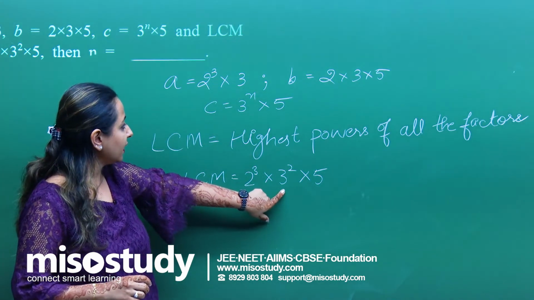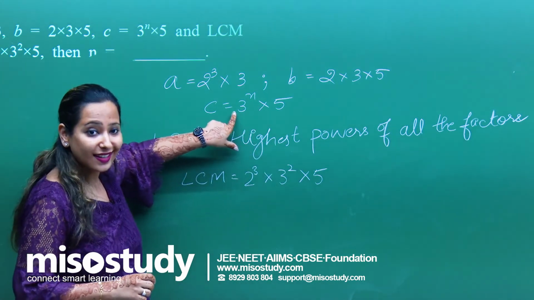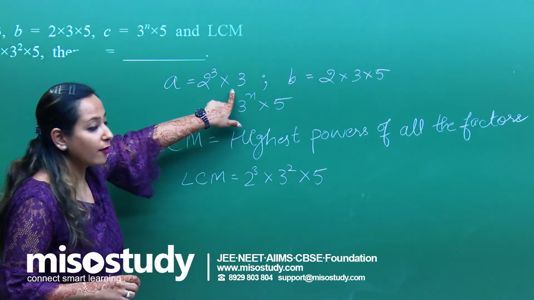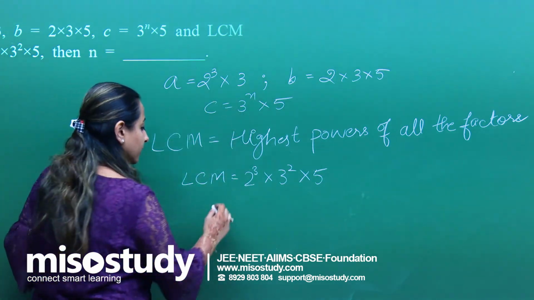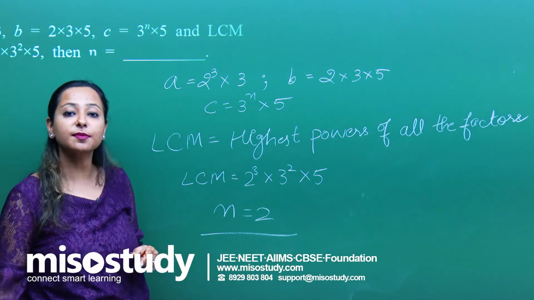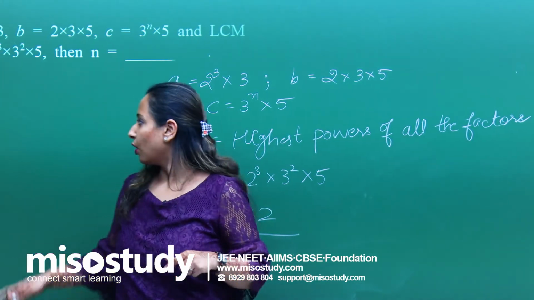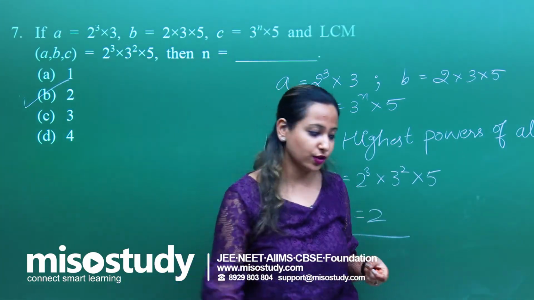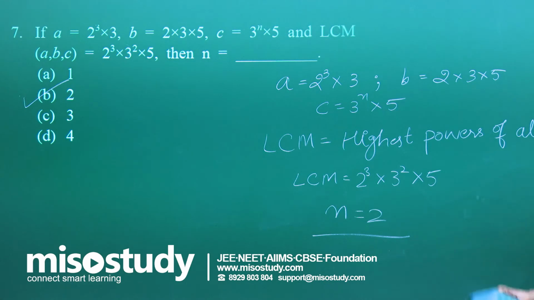The highest power of 3, we don't know. See, it's n, and in the other numbers the power of 3 is 1 and again the power of 3 is 1. So what we calculate is n is equal to 2. That is the highest power of 3. So the answer is B. This is how we solve this question. Let's move to the next question.